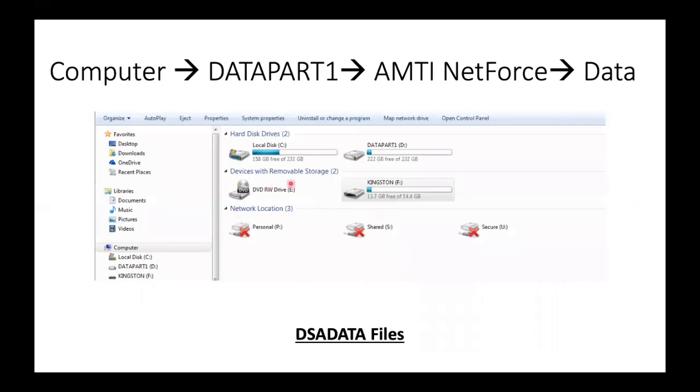So you'll go to computer, and it's going to save it as a DSA data file, okay? You'll go to computer, data part 1, then there'll be another folder that says AMTI NetForce, and then you'll put the data in that actual AMTI NetForce folder. And it will save it as a DSA data file, and whenever you actually get to that folder, they will all be in order from when you last recorded them. So the data collection that you had, if you just did it, should be that last file.